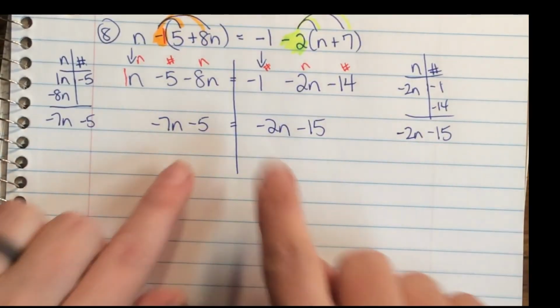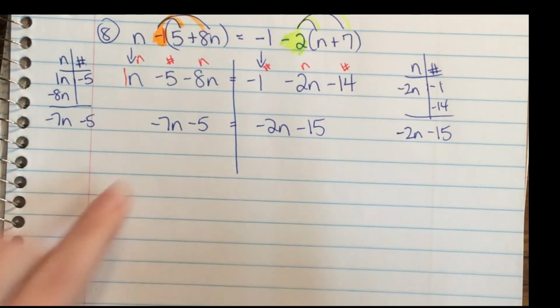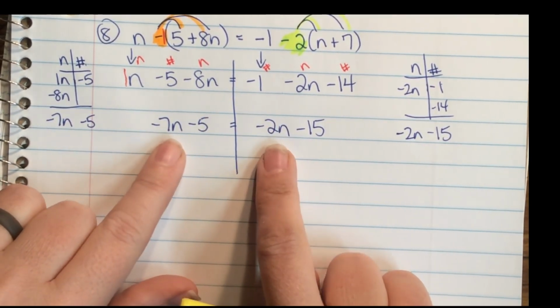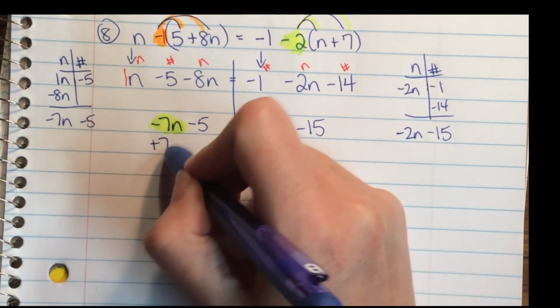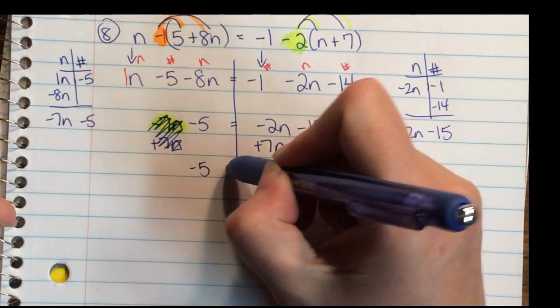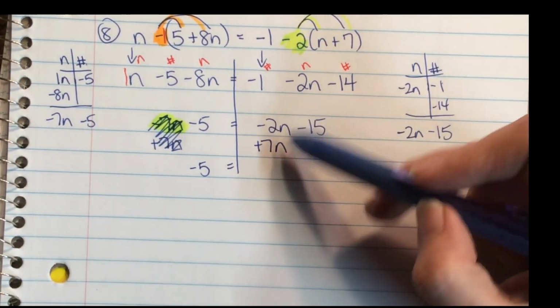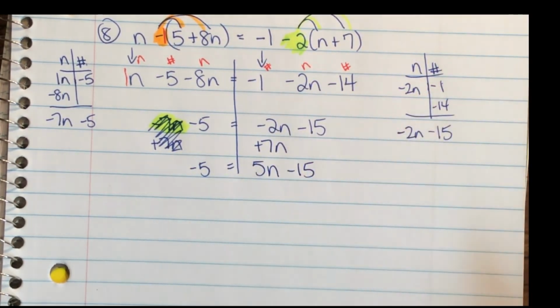So now I'm down to an equation with variables on both sides. Anytime I have a variable on one side and the other, I always look for the smaller one. -7 is actually smaller because it's farther away from 0. So this is the one that we're going to move. Since it's negative, we need to add 7 in. And these 7 n's will go away, and I'll be left with -5 on the left-hand side. On this side, I got -2 and +7, which is +5 minus 15.